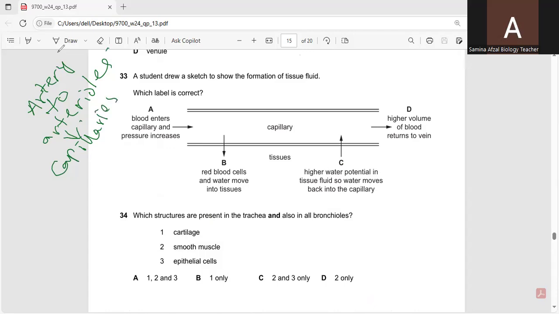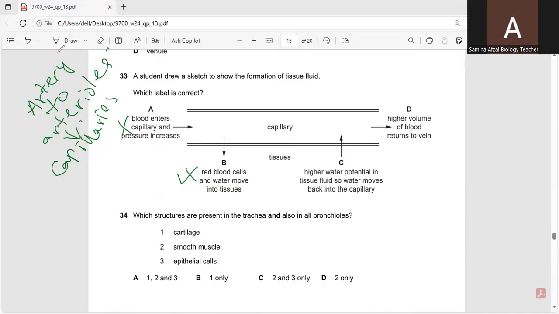So when the blood enters into the capillary, the pressure becomes lesser. So A is not the correct option. Second is B, red blood cells and water move into tissues. Red blood cells will not pass through. Only water will move into the tissues, which will increase the water potential. So this is not the correct option.